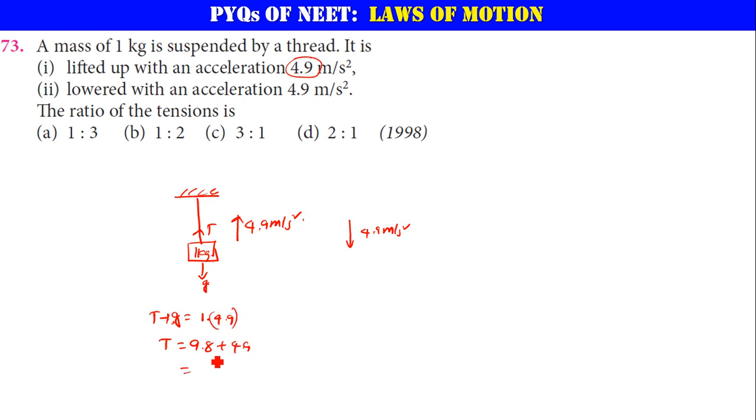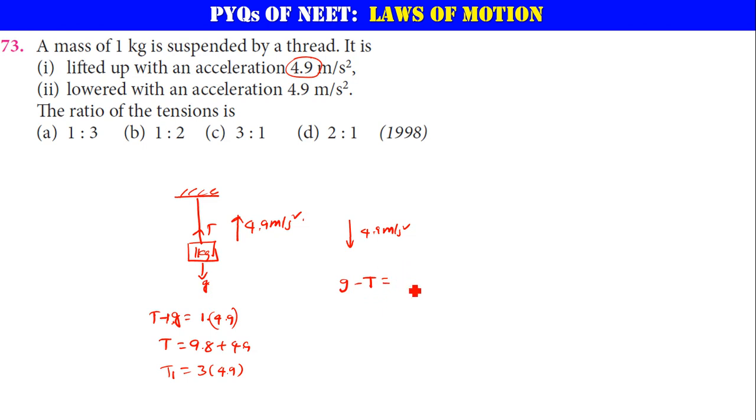So let me say this as 3 times 4.9. Just keep this aside. Let us say this is the T1 for the first case. Now for the second case, acceleration is downwards. Tension T is in the opposite direction to this acceleration. So you have to consider mg minus T is equal to mass times acceleration.